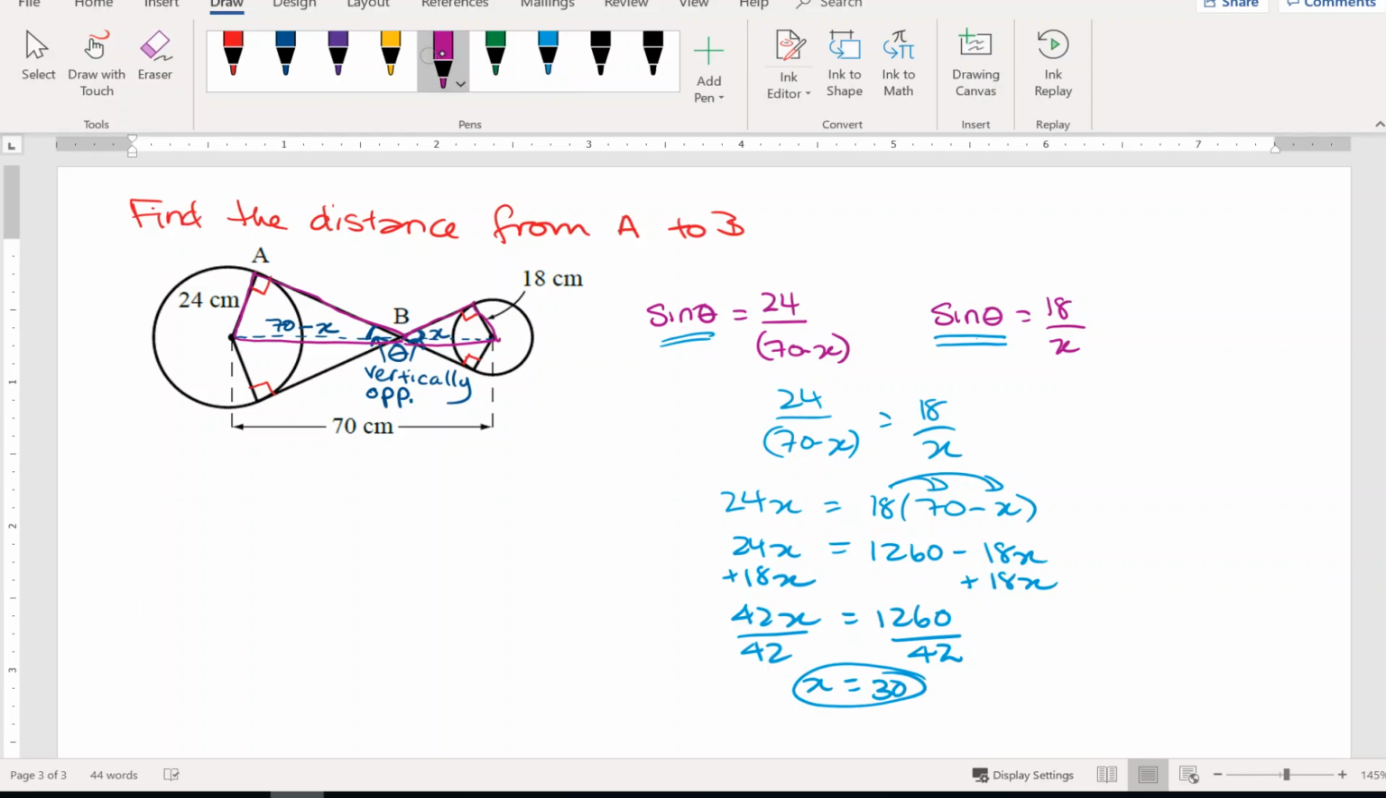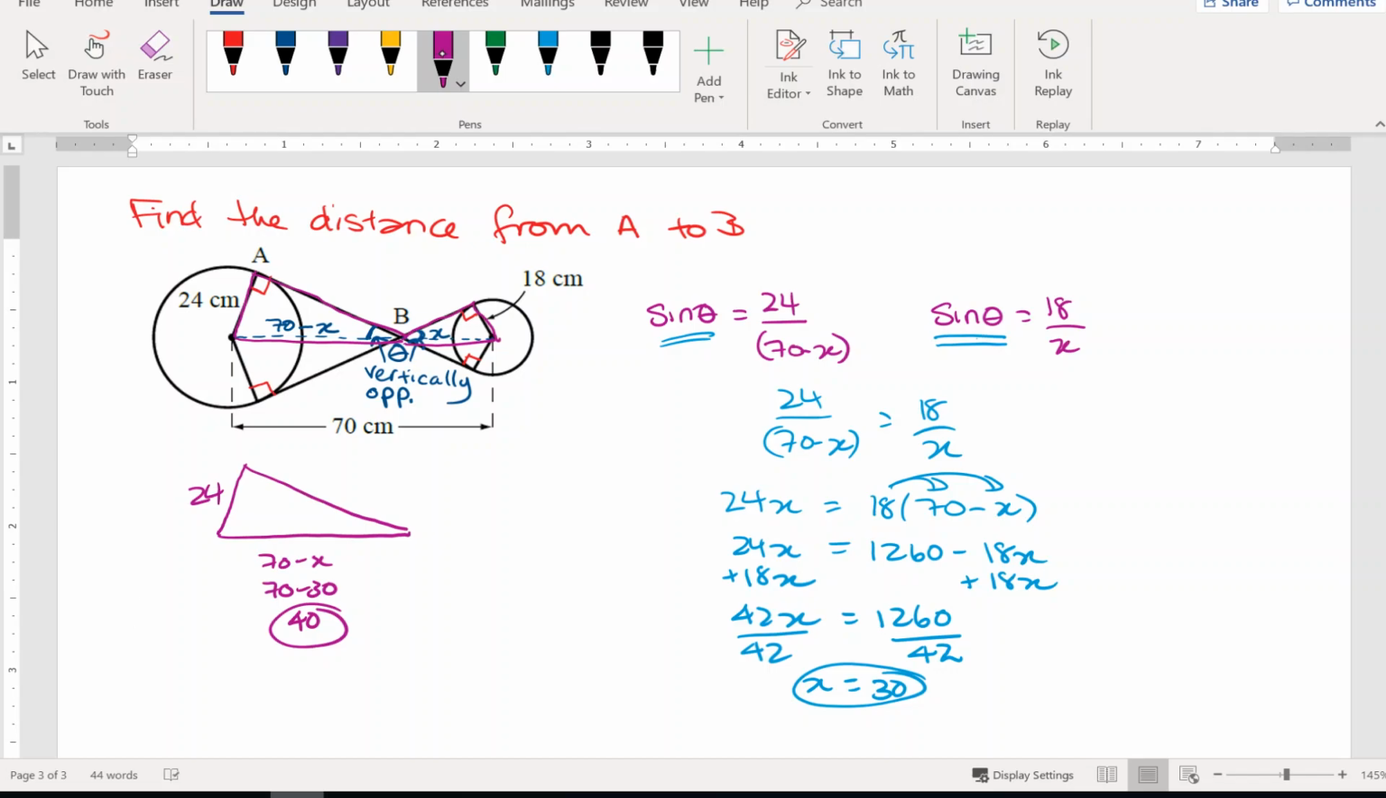So let's take a look again at this triangle. Our hypotenuse here we said was 70 minus x, and since x is 30, our hypotenuse must be 40. And we know that this side is 24 centimeters.